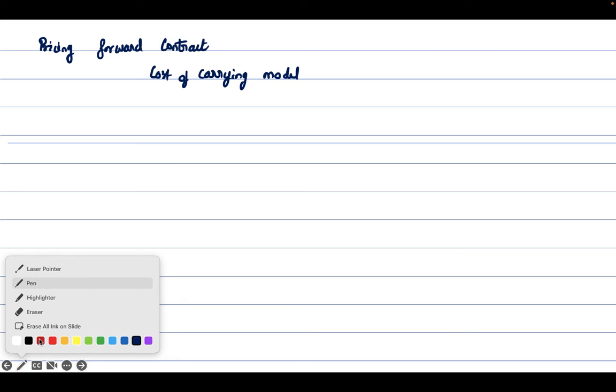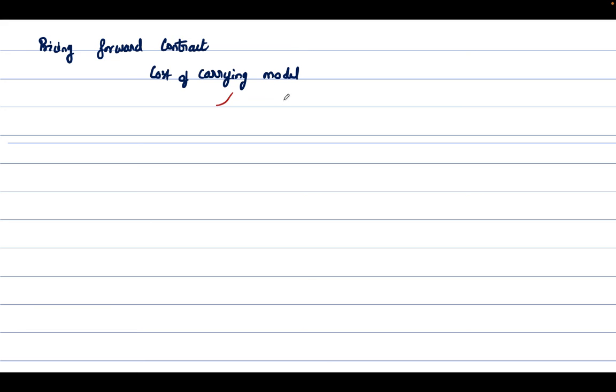So, what is the cost of carry model? The formula is like this: forward price equal to spot price plus carry cost minus carry return.